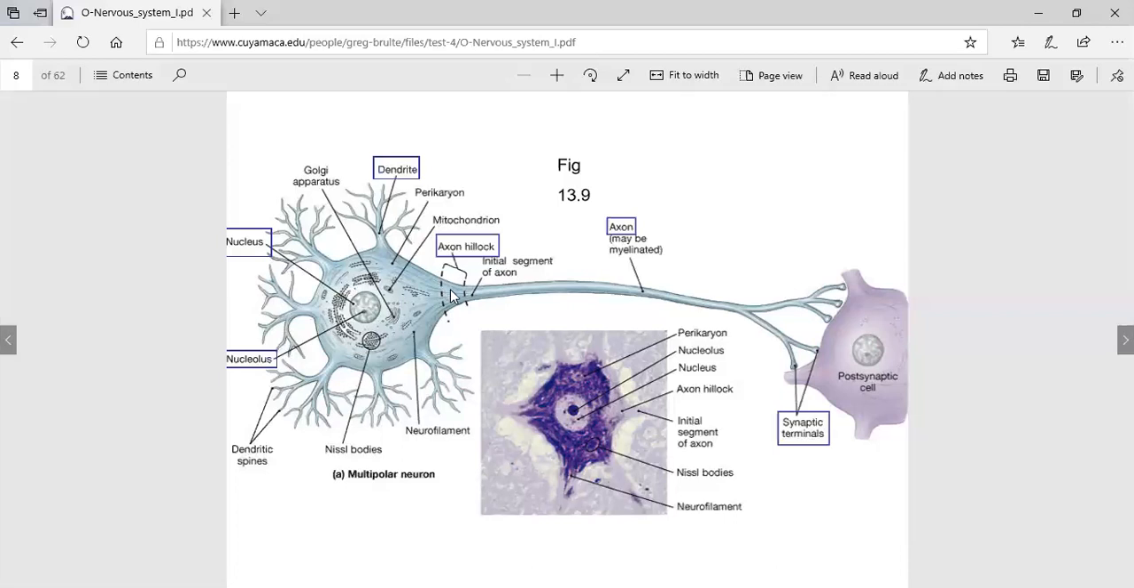If this region here hits minus 50, if that's the threshold of that hillock, boom, more channels are going to open in that hillock. More sodium is going to flow in. It's going to really depolarize that area. And so it might go minus 30, minus 20, it may go to zero. It can even shoot temporarily past zero into the positive territory. But don't stress on it.